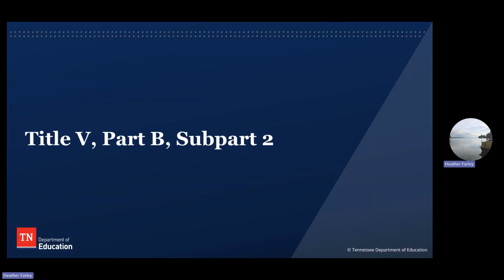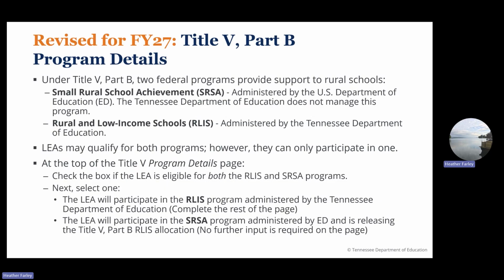And Title V, Part B, Subpart 2, there are 2 federal program Title V grants. You have the Small Rural School Achievement, which is administered by the U.S. Department of Education for those who qualify for that. And then you have your Rural and Low Income Schools, RLIS, and we are the flow-through at TDOE. You can qualify for both, but you only can participate in one.